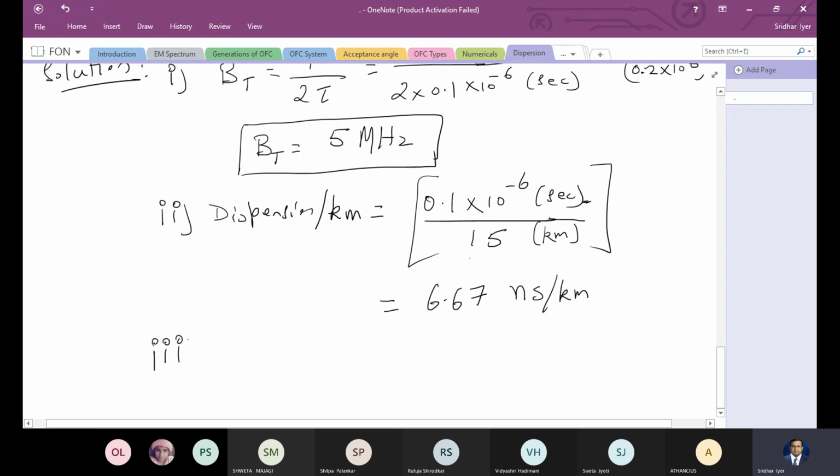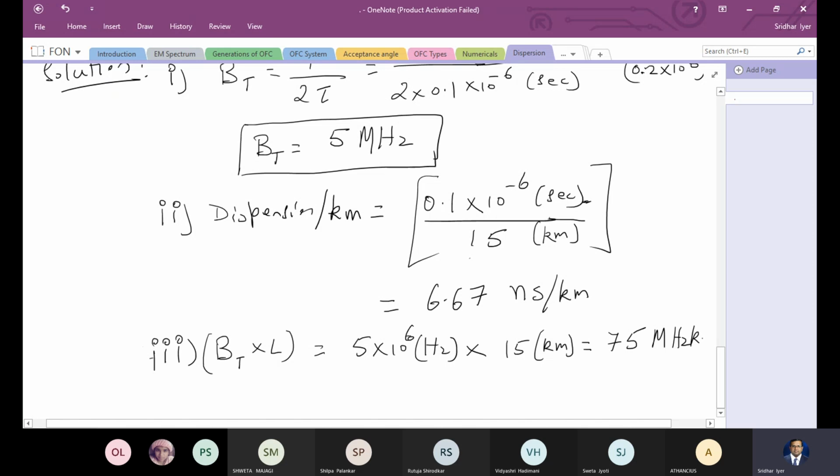Then in the third question, we need to calculate the bandwidth length product. That means we need to calculate bandwidth into length. So BT is already calculated in part 1. So you have 5 megahertz, so 5 into 10 raised to 6 hertz into the length, which is given to us, 15 kilometer. So you'll have 75, and I'll keep 10 raised to 6 as it is. So megahertz kilometer. That will be the bandwidth length product.